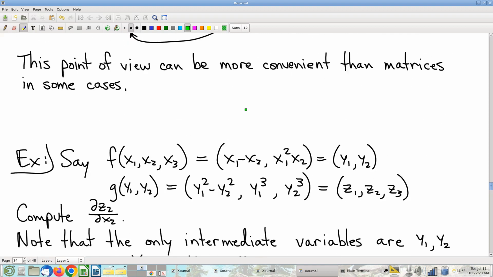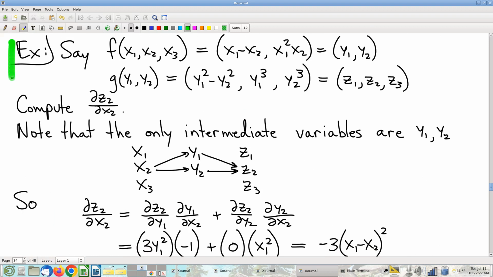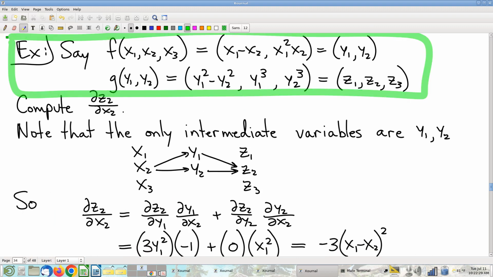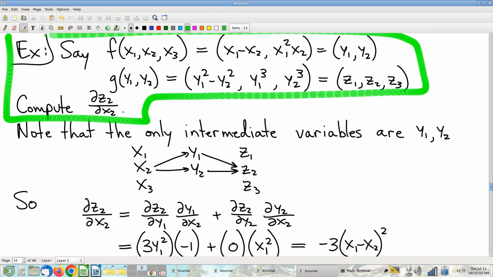All right, let's see an example. So suppose we are given this question right here. Oh, I missed. Let me try that again. We are given this question right here. F is given as a function of various variables. G is given as a function of various variables. And then I want to compute a certain partial.